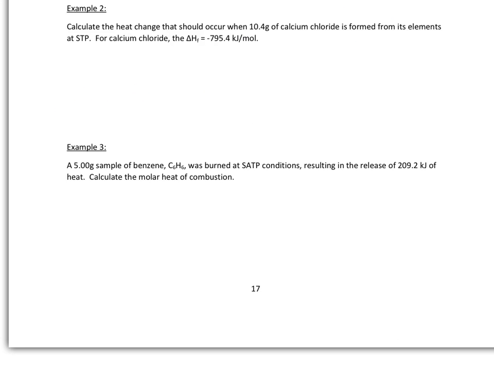Example number 2. Calculate the heat change that should occur when 10.4 grams of calcium chloride is formed from its elements. This indicates that the calcium chloride is undergoing a chemical change, and therefore we must use Q is equal to N delta H. Additionally, you'll notice in both example 1 and example 2, a delta T was not given. There's no change in temperature, which now doesn't allow us to use Q equals MC delta T or Q equals C delta T. We've also been asked to calculate the heat change, which is represented by Q.